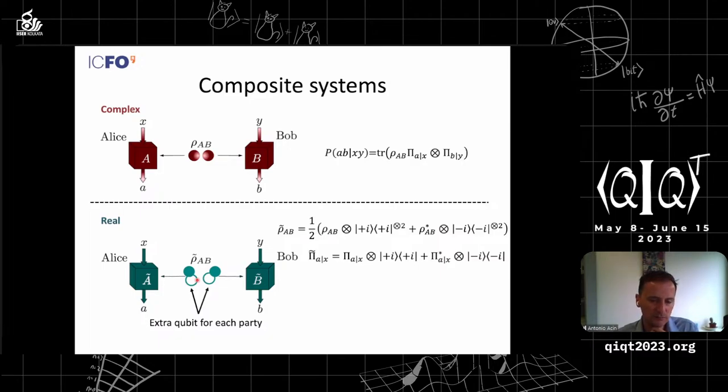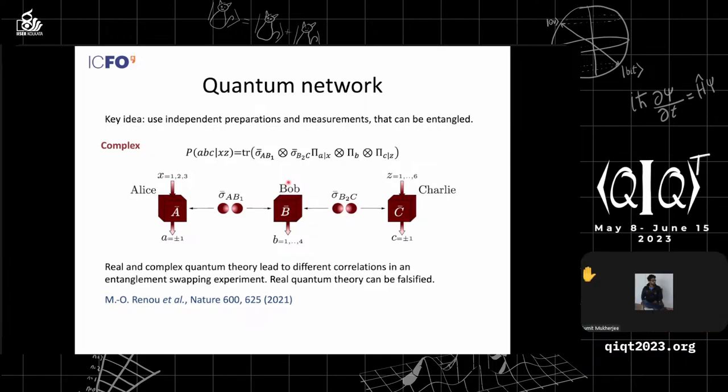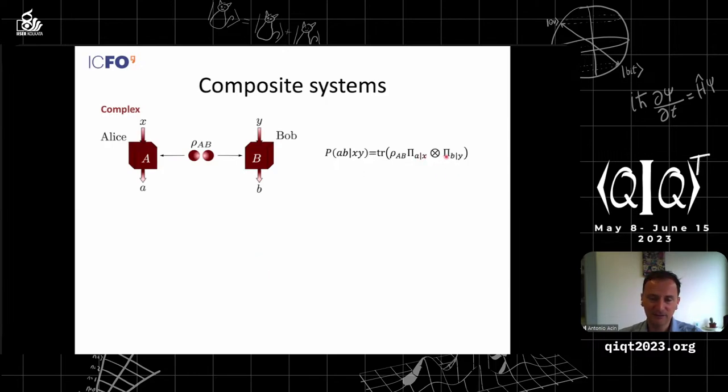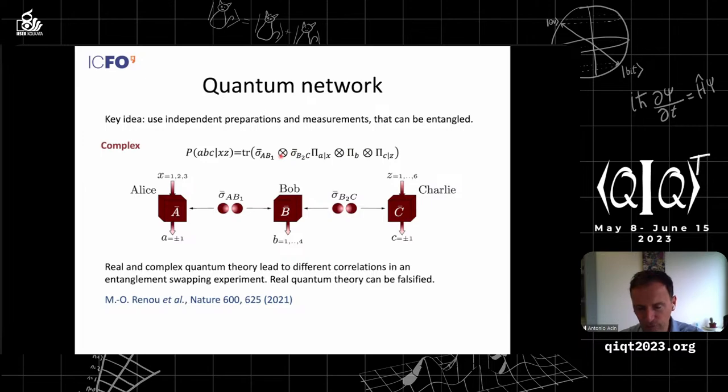It was only when all this network business came that we understood that if you really want to follow the topology of the network, you also have to put tensor products in the state, not only in the measurements. This gives a richer structure, and we could use this to falsify real quantum theory. So the moral is that if you don't put any tensor product, you can do it with real quantum theory. If you put a tensor product in the measurements, you can still do it with real quantum theory. In fact, I didn't tell you, but if you put only a tensor product in the states, you can also do it with real quantum theory. But if you put tensor products in the measurements and in the preparations, then you cannot do it with real quantum theory. This is another way of understanding the results.